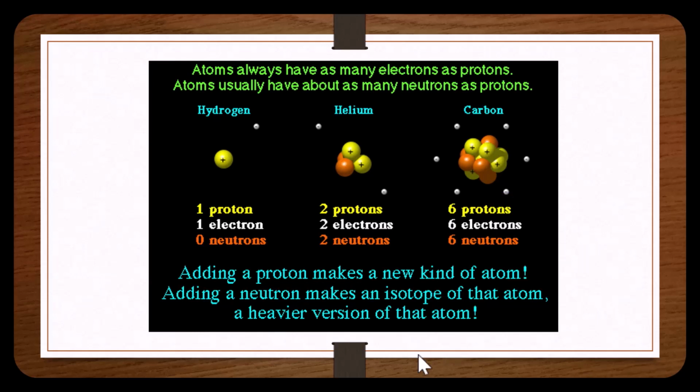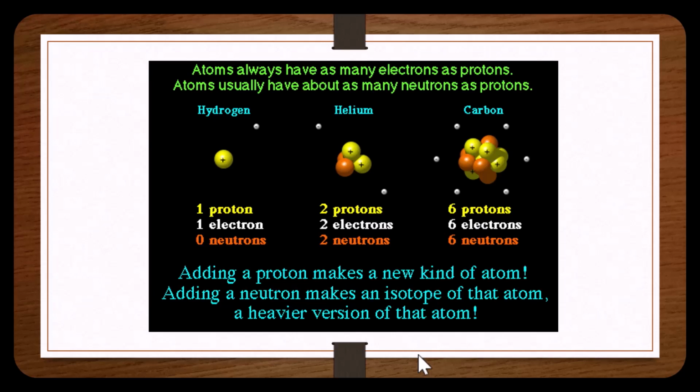Atoms always have as many electrons as protons. Atoms usually have about as many neutrons as protons. Adding a proton makes a new kind of atom. Adding a neutron makes an isotope of that same atom, a heavier version of that atom.